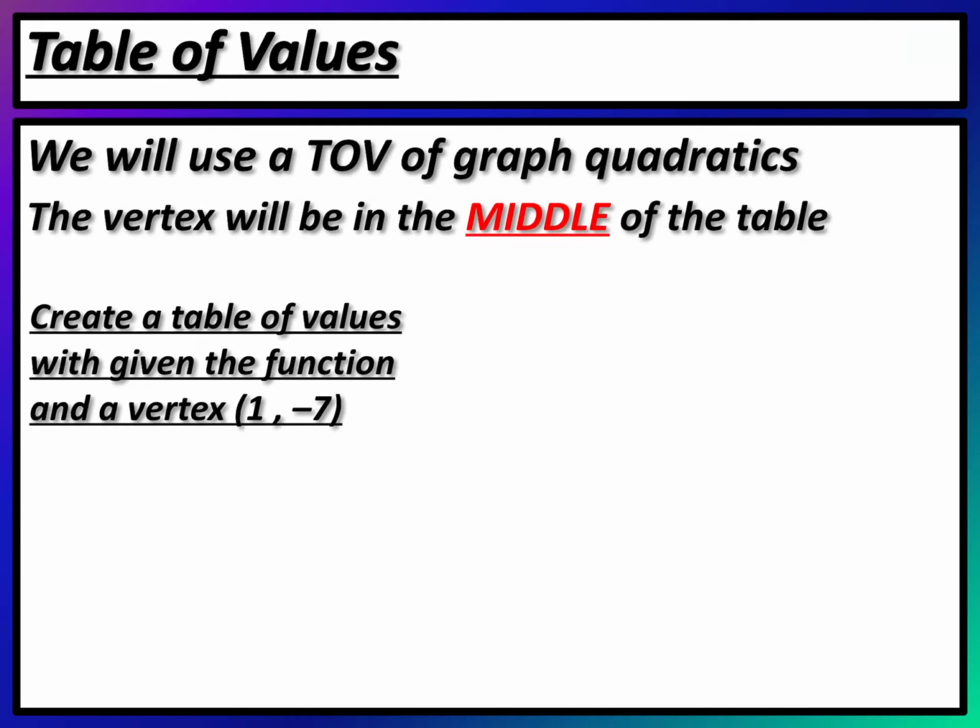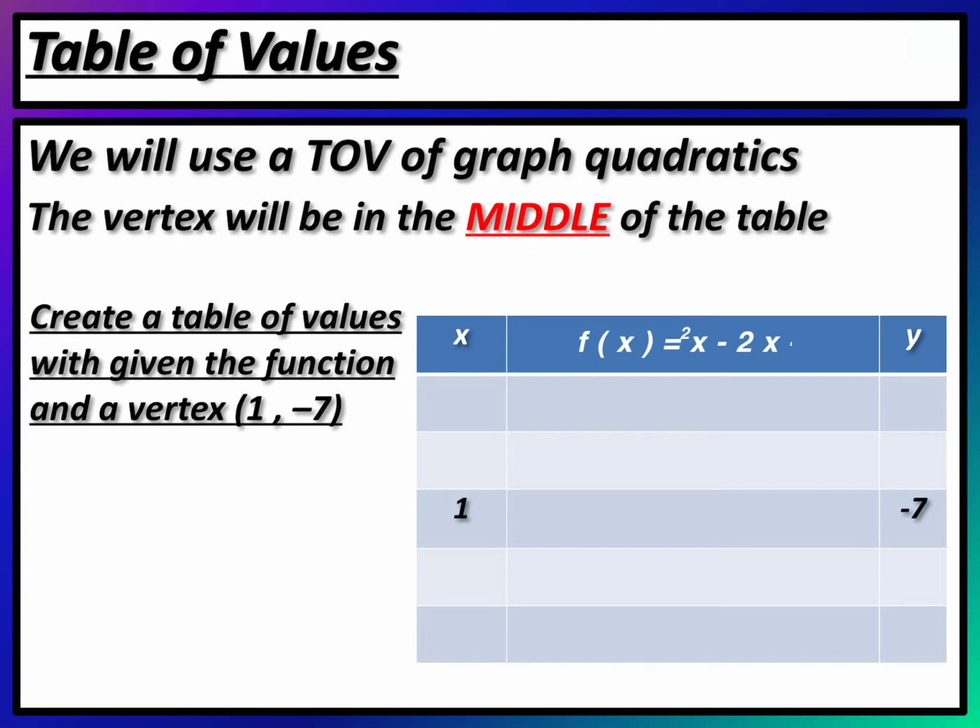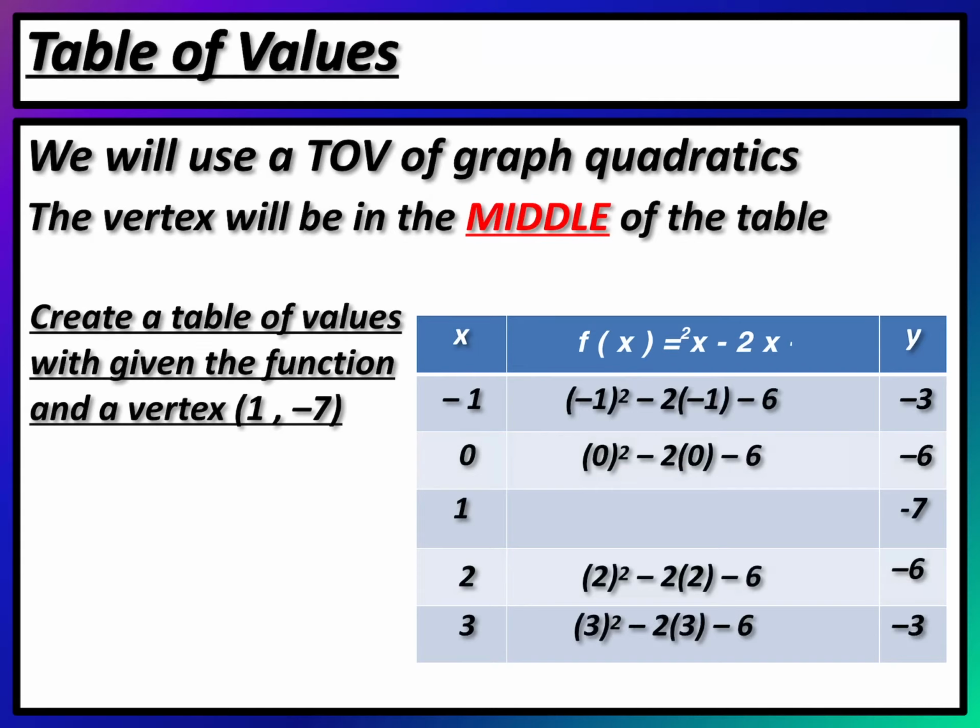So we're going to put the vertex in the middle of our table. So let's say that our vertex is 1, -7. When we create our table, 1, -7 is going to be the middle of those 5 points. And then we're going to go up 2 x values and we're going to go down 2 x values to fill in. So it might not go from -2 to +2 anymore. It's going to shift around the graph depending on where the vertex is. We'll then fill in the table for the rest of the function and we'll get out our y values so that we have ordered pairs to plot.